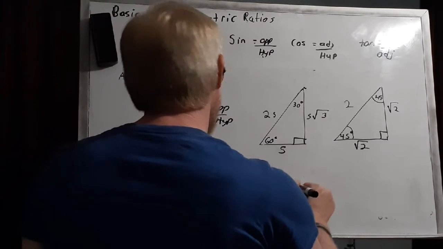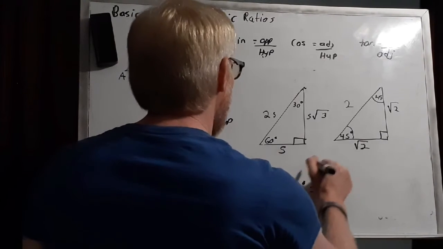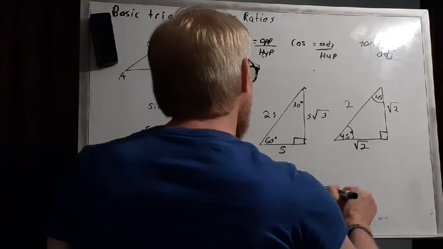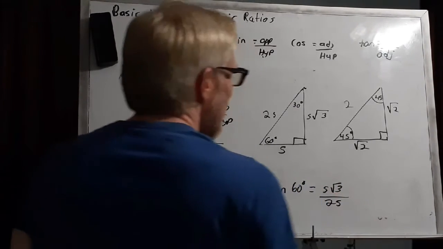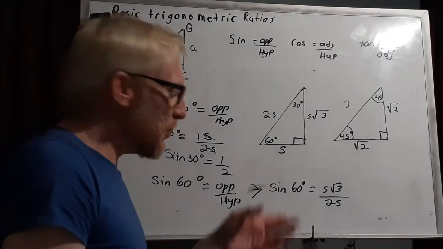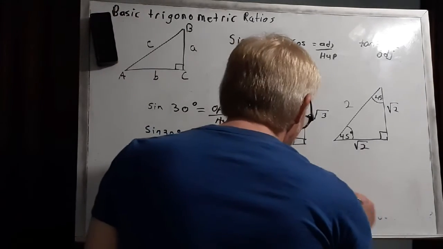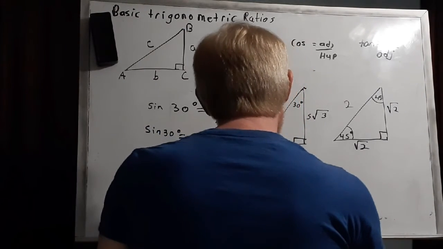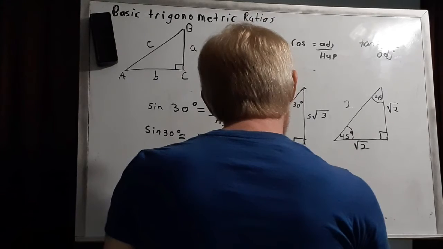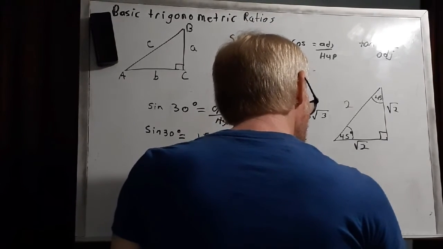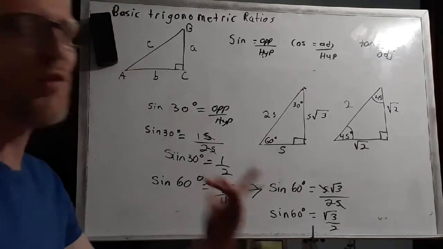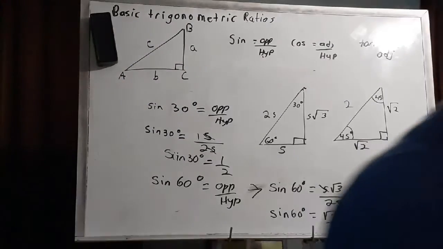The sine of 60 degrees, opposite is actually S times the square root of 3, and the hypotenuse is 2S. So again, the S's are going to cancel out, and my answer is that the sine of 60 degrees is the square root of 3 over 2. Now if you divide that in the calculator, it'll be 0.866.